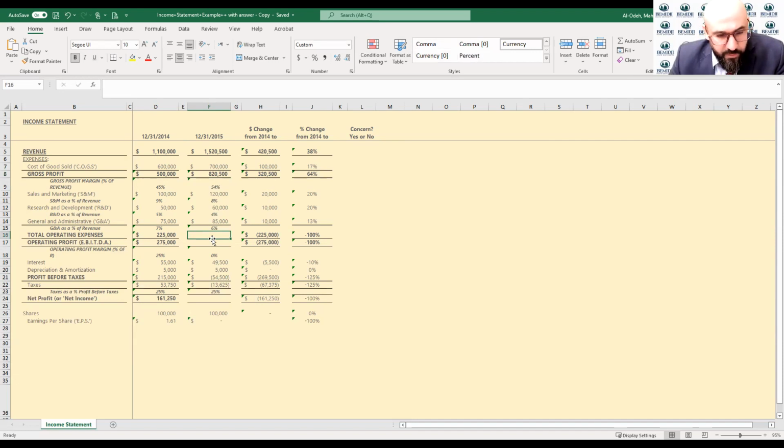Let's do the same thing for here. The total expenses would be 120 plus 60,000 plus 85. And now the operating profit would be 820 minus F16, 500. Exactly, did the same thing here, 555,000.